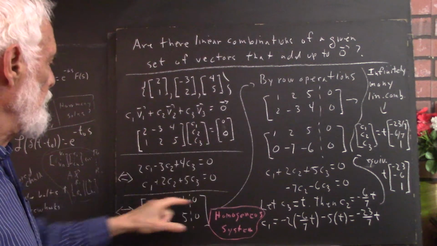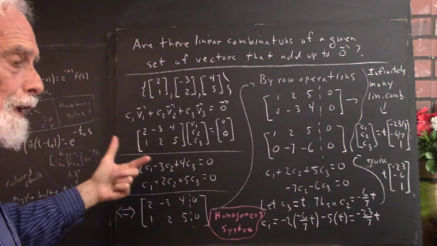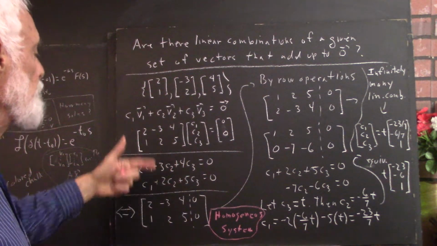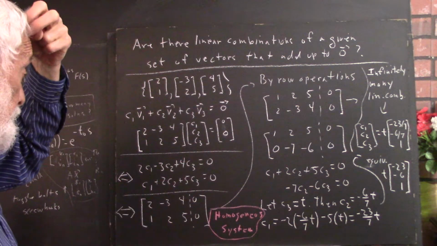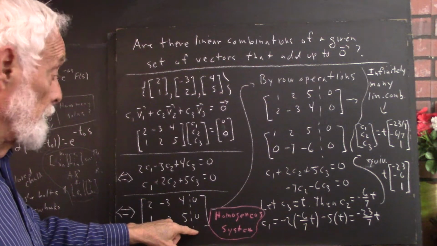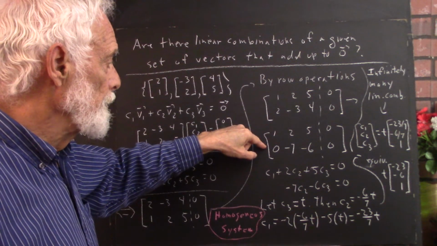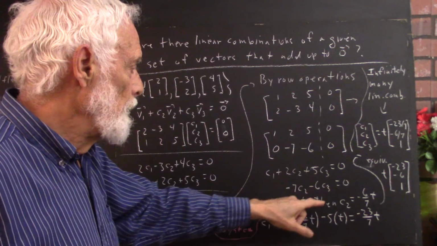This matrix equation is equivalent to a set of two simultaneous equations, a system of two simultaneous equations. And that system is equivalent to the augmented matrix we see here. We solve by row operations. We find that we end up with a free variable.